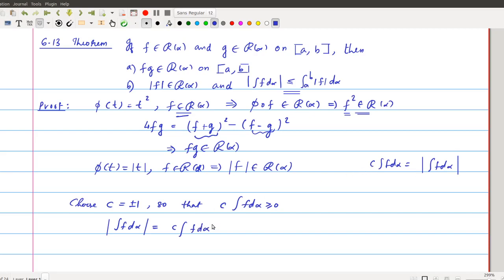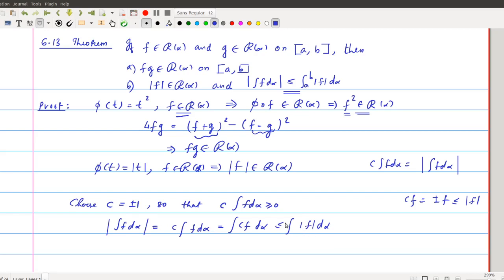So we have this result, which is equal to the integral of c f d alpha, and which is less than or equal to the integral of mod f d alpha. That is because cf is plus or minus f, since c is plus or minus 1, but plus or minus f is always less than or equal to mod f. So the integral follows the same rule. Hence the modulus of the integral of f d alpha is less than or equal to the integral of mod f d alpha.